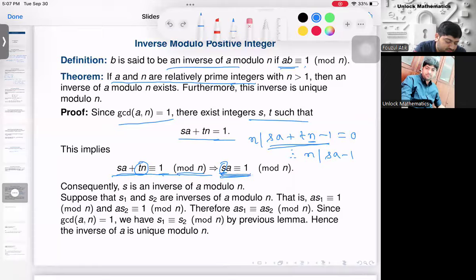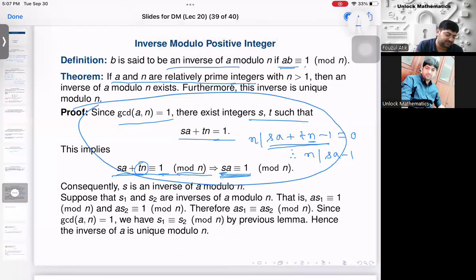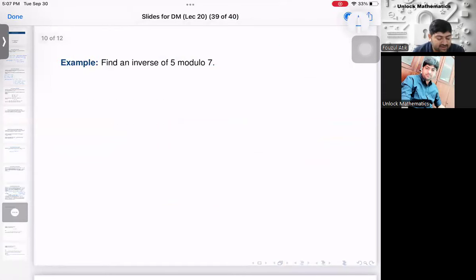Right? So now I will do one example of how to find the inverse modulo n using this method. Find an inverse of 5 modulo 7. Now, how do you ensure that the inverse exists? Because GCD of 5 and 7 is 1. So the inverse of 5 modulo 7 exists. We have GCD of 5, 7 is equal to 1.